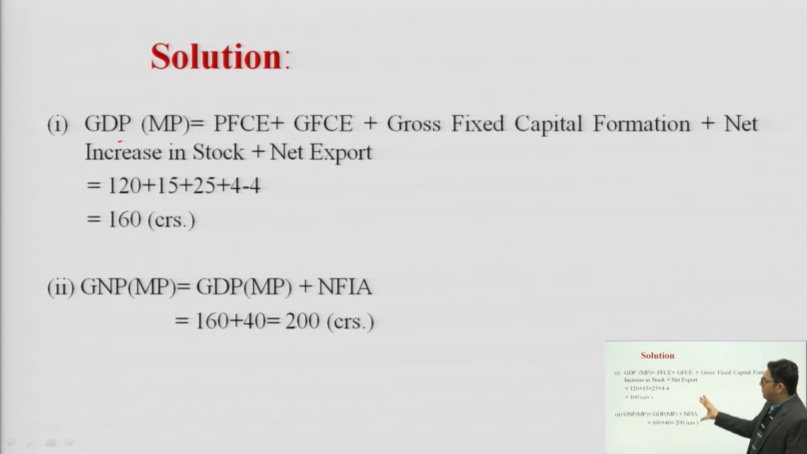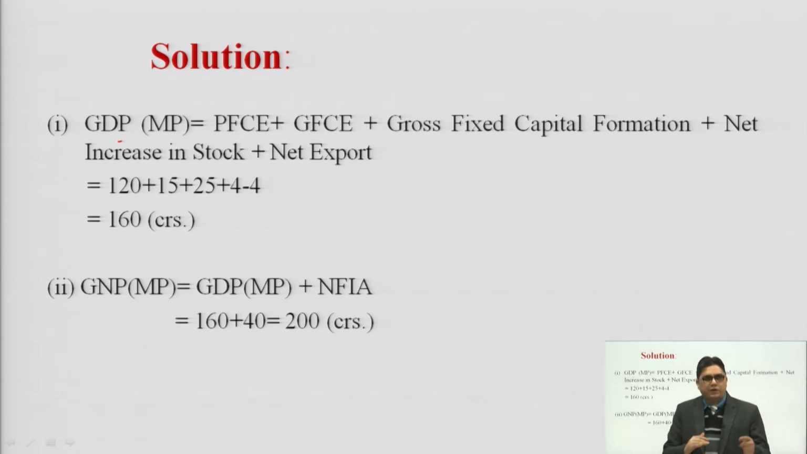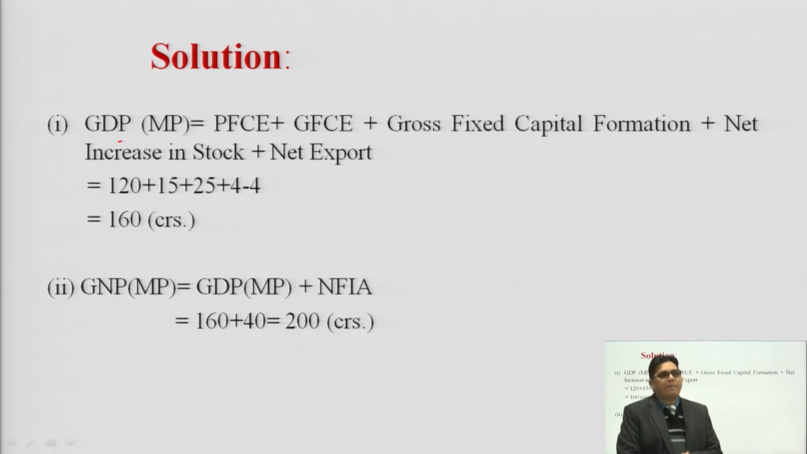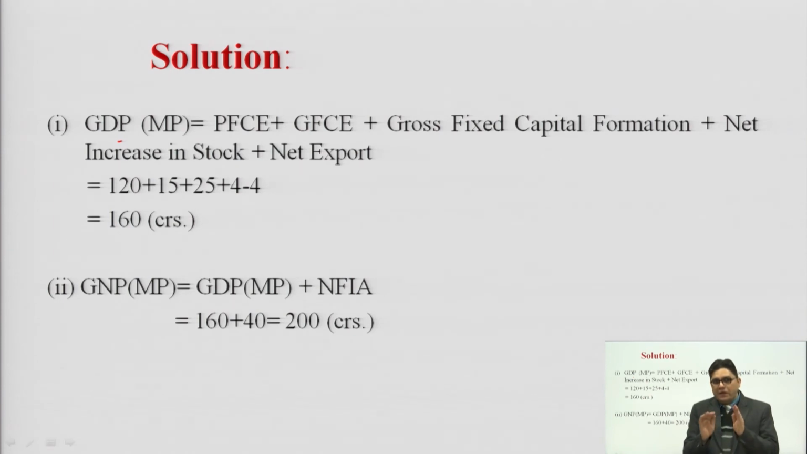So, this is how we will be calculating the income in national income by the expenditure method. What we have seen in these 3 illustrations: by product method we will reach GDP at MP. By income method we will reach NDP at FC. By expenditure method we will reach GDP at MP.